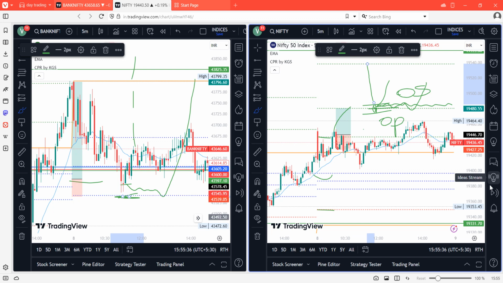I would not say option buyers can't make money. They can make money, big money, but they have to take their stop losses every single time. For example, out of 10 trades, they have to take at least 4 to 5 stop losses. Then they are going to make a big amount of money.